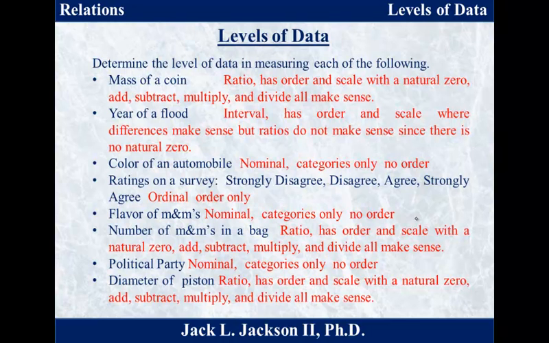Flavor of M&Ms is nominal. The categories only, no order. You have your peanut M&Ms, your milk chocolate M&Ms, your almond M&Ms, etc. The number of M&Ms in a bag is ratio. It has order and scale, natural zero. You can add, subtract, divide, multiply. They all make sense. Political party that somebody belongs to is nominal. That's categories only with no order. The diameter of a piston is ratio. It's got everything: order, scale, natural zero. And all your operations make sense.